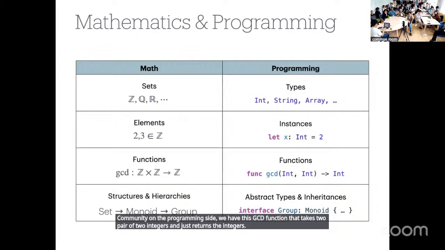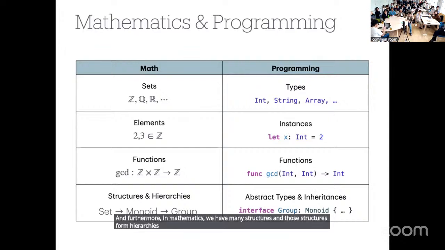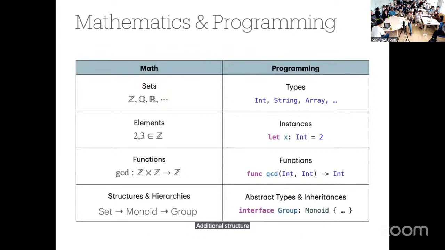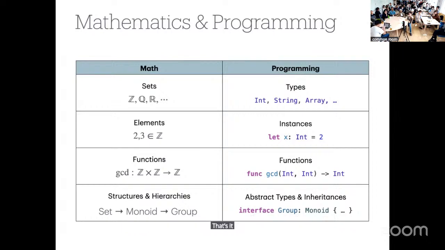Furthermore, in mathematics, we have many structures, and those structures form hierarchies. For example, we have sets, and we have monoids that extend the set with an additional structure. And we also have groups, which add more structure on top of the monoid. On the programming side, we have abstract types and inheritance. So a group is an extension of a monoid, and a monoid is an extension of the type set. And I'd like to focus on this final line.